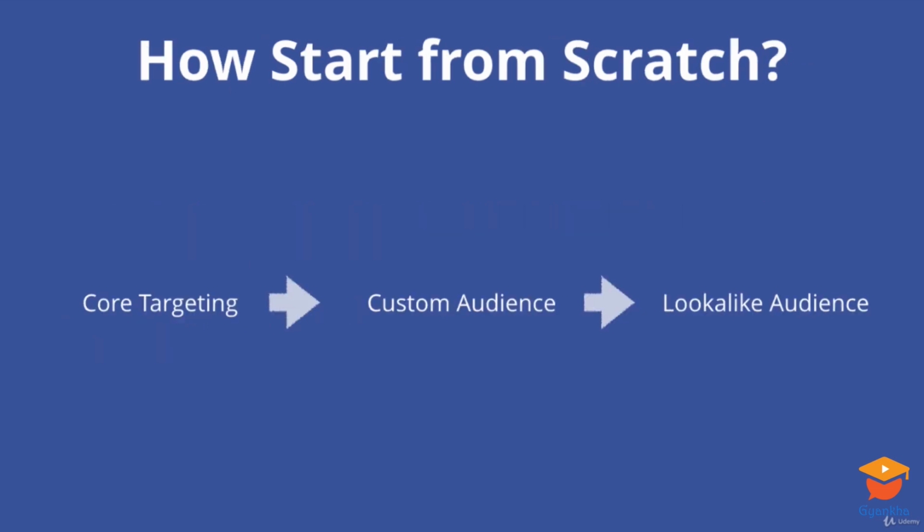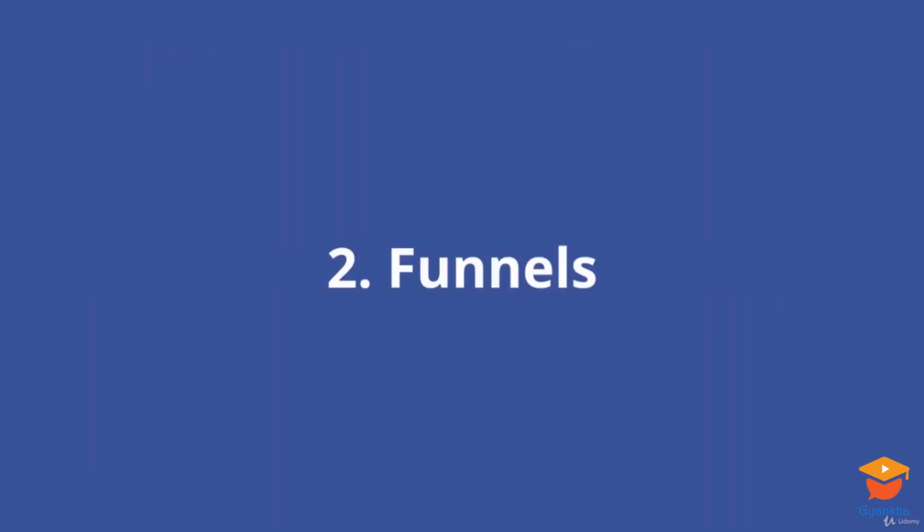So how would you start from scratch? You might say, okay, that's great, but I don't have any people coming to my website or using my app yet. So the process would be, you might run an ad using core targeting, interests, that type of stuff. Then you get those people to maybe come to your website or have a look at your app. You can create a custom audience of those people. And then on the back of that, you could create a lookalike audience. So it is a process that you can build up and take advantage of all of these types of audiences, even if you're starting from scratch right now. So that wraps up the first key to success, which is targeting.